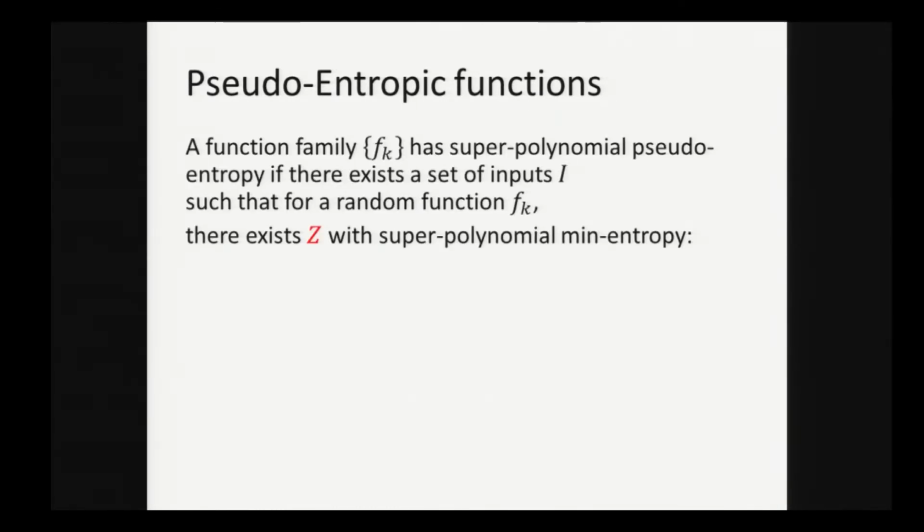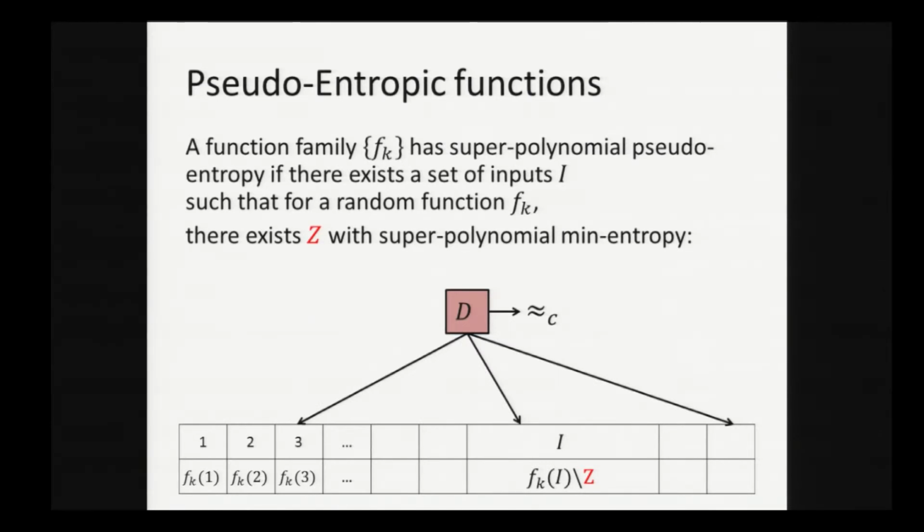Formally, we say that a family of functions has super-polynomial pseudo-entropy if there exists a set of inputs, I, such that for a random function in the family, the output of the function on inputs from the set I are computationally indistinguishable from a random variable Z that really has super-polynomial min-entropy. A bit more precisely, we require that an efficient distinguisher that gets oracle access to the truth table of the function cannot distinguish between the real function and a function where the outputs on the set I are replaced by a random sample from Z.